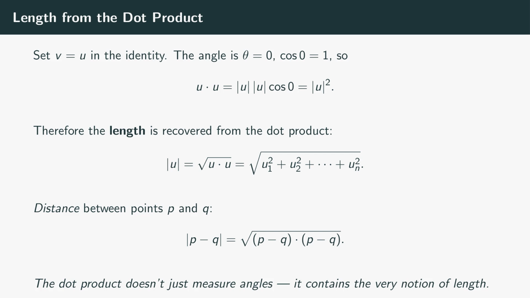And distance comes along for free, too. The distance between 2 points p and q is the length of the vector p minus q, which is the square root of p minus q dotted with itself. The lesson is worth stating plainly. The dot product doesn't merely measure angles between vectors, it contains the entire notion of length and distance for the whole space.